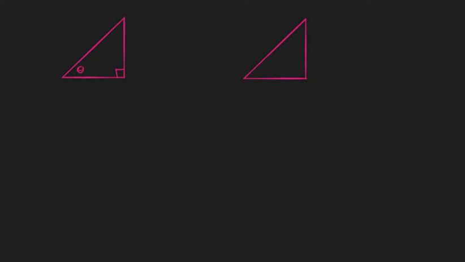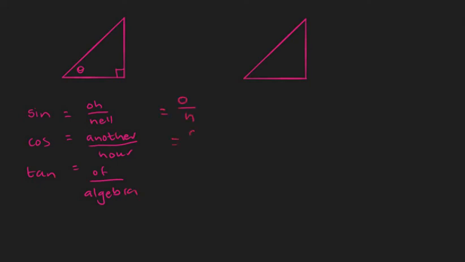To determine sine, cos and tan, I have a little rhyme that helps, which is: Oh Hell, Another Hour, Of Algebra, which now translates into OH, AH and OA. Now let me explain what I mean by that.